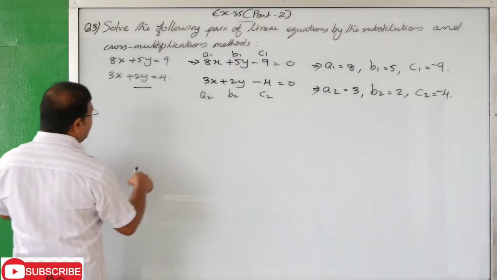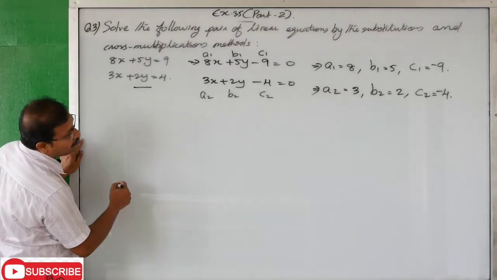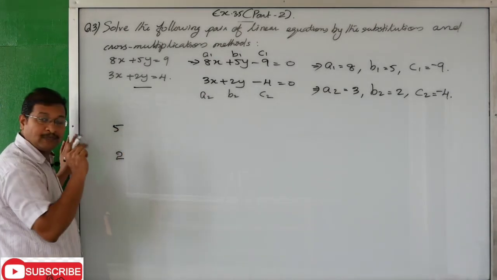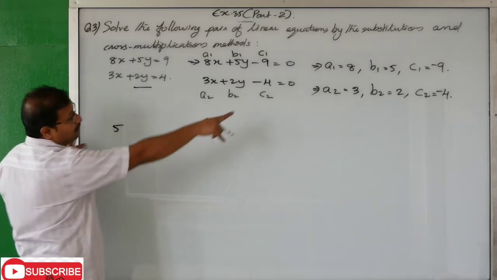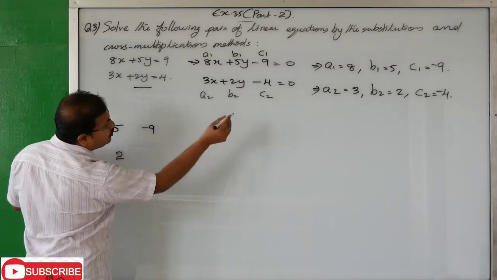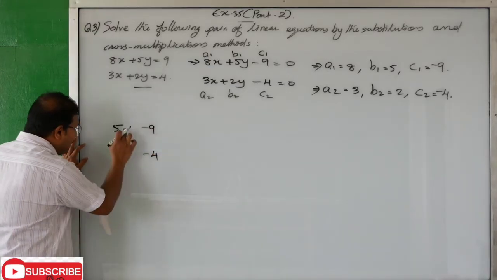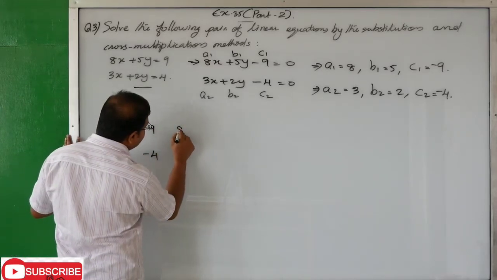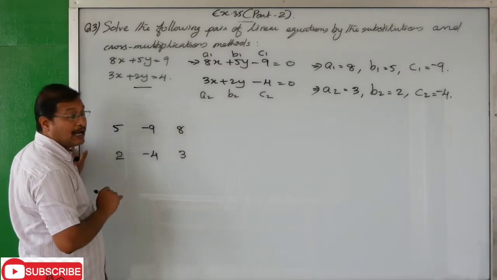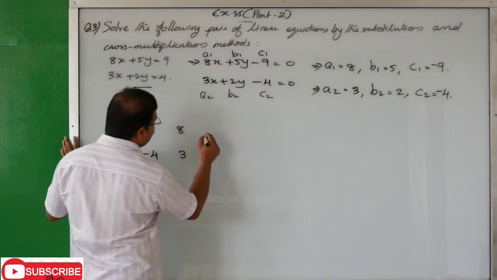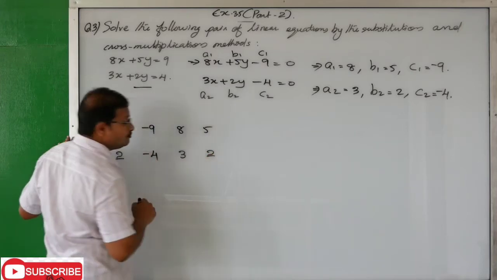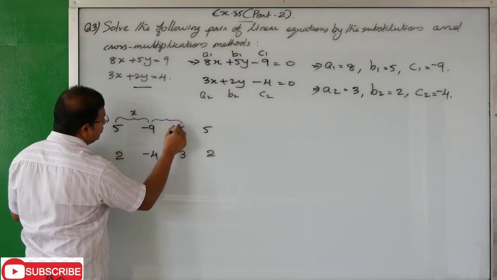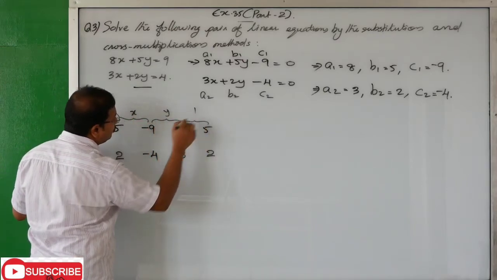But we know that cross multiplication means we'll use b1, b2, c1, c2, a1, a2, b1, b2, isn't it? So b1, b2 means we'll write what is the value of b1? b1 is 5, b2 is 2. So we'll write 5, 2. That is b1, b2. After that, what we'll write? c1, c2. c1 is minus 9, c2 minus 4. So b1, b2, c1, c2. After that, a1, a2. a1 is 8, a2 is 3. After that, one more time, b1, b2. That is 5, 2. Now, these two columns together, x, these two together, y, and these two together, 1.